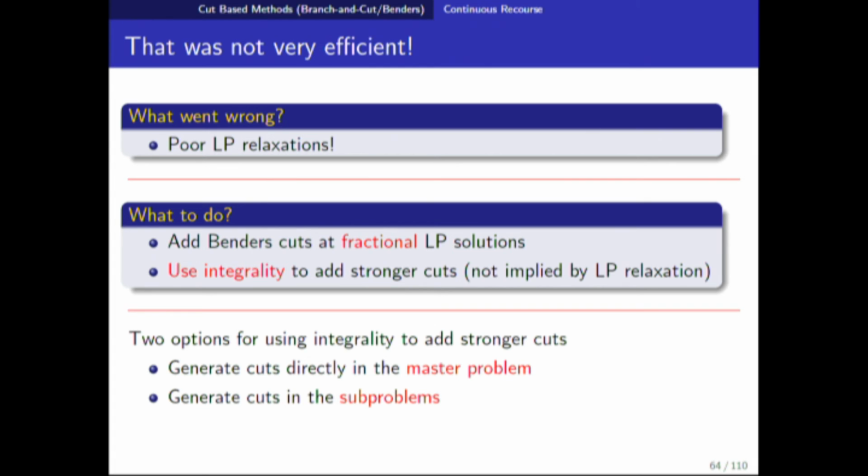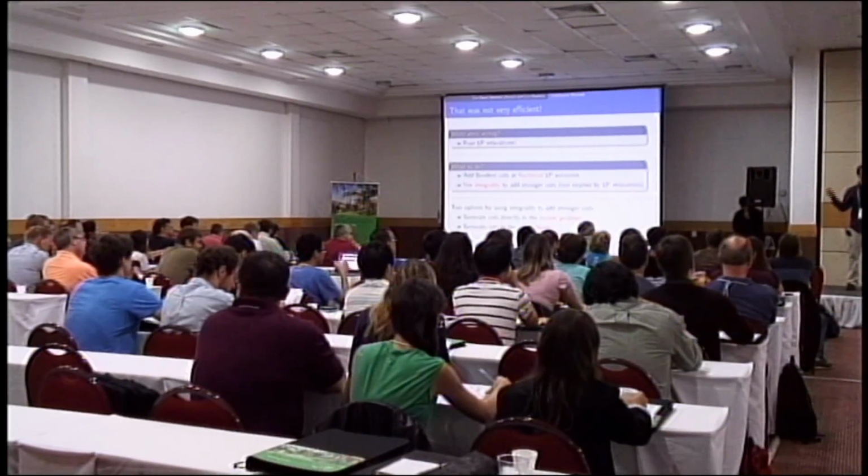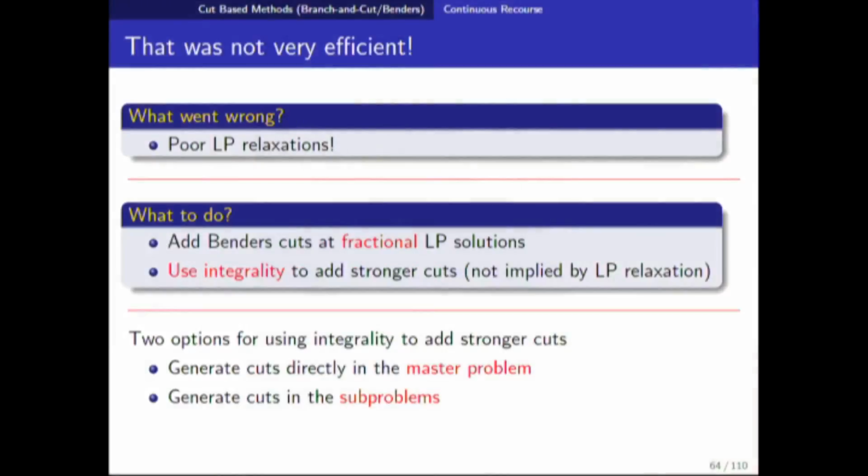So then I said, well, let's try a different idea. Let's just do one branch and bound tree and add those Bender's cuts throughout the branch and bound tree. Okay, and that works. It's quite a bit more complicated to implement. And we saw an example. And in that example, it didn't look all that compelling that this is a very efficient algorithm, unfortunately. And what went wrong, I think, is poor LP relaxations.